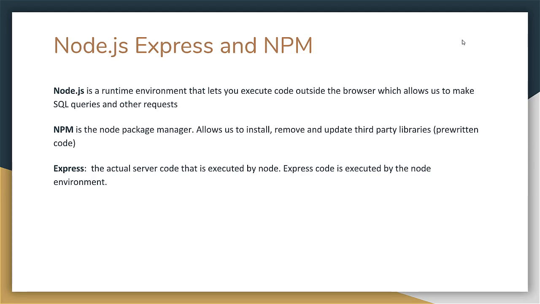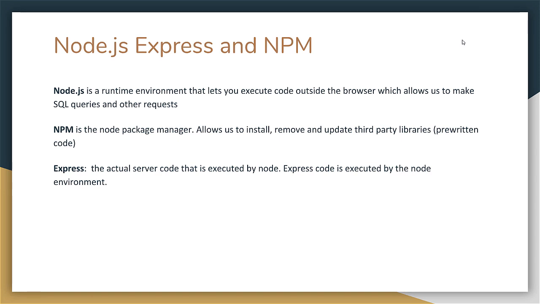So in the last video, we set up a very simple Express server with the React frontend. In this section, we'll cover exactly what Node, Express, and npm is. So first of all, Node.js is a runtime environment that lets you execute code outside the browser. And this is important for things like making HTTP requests and SQL queries.